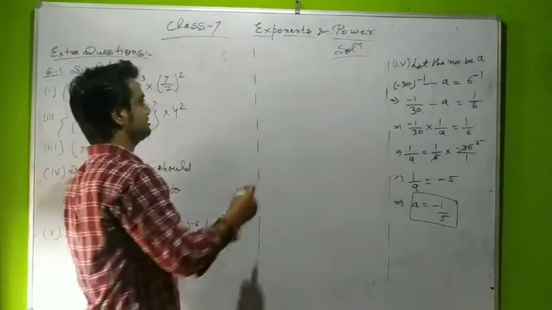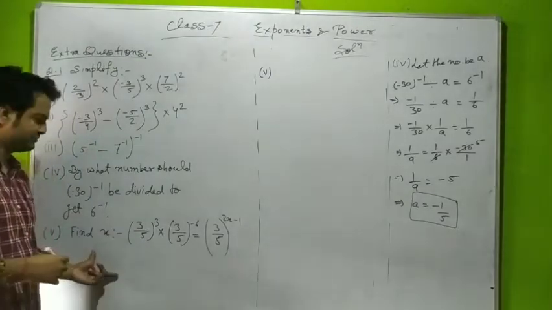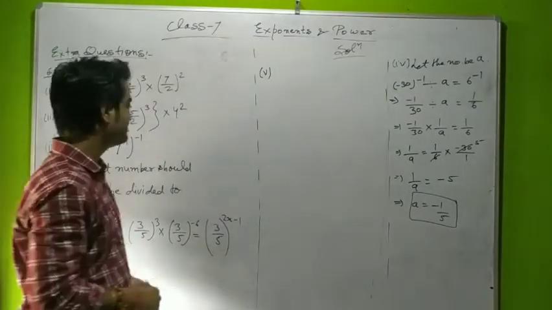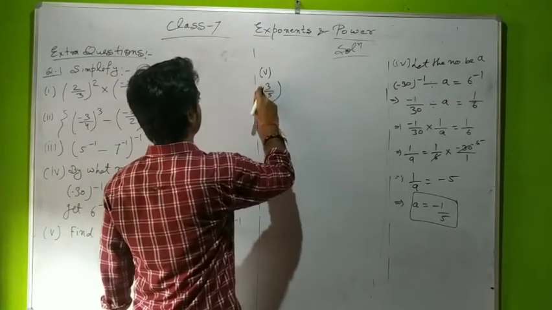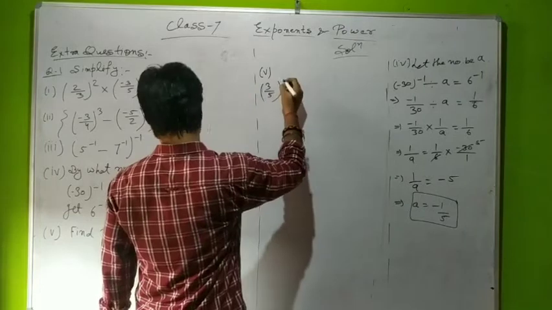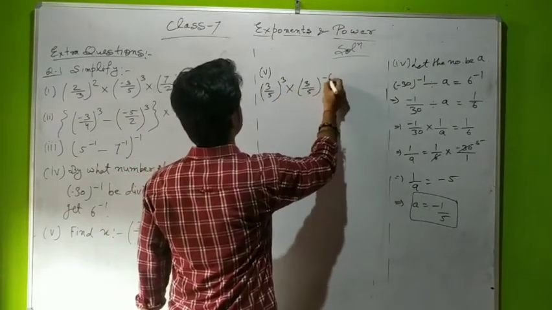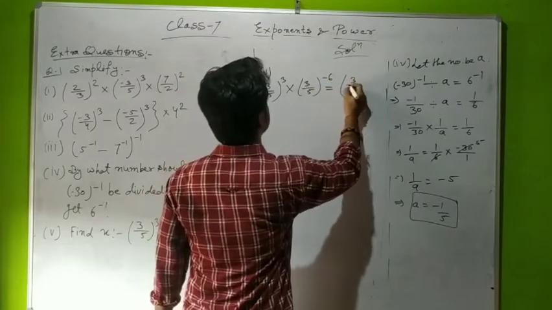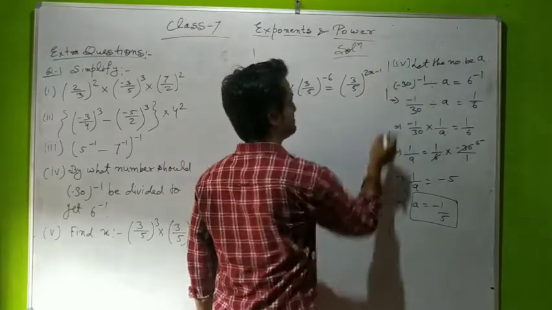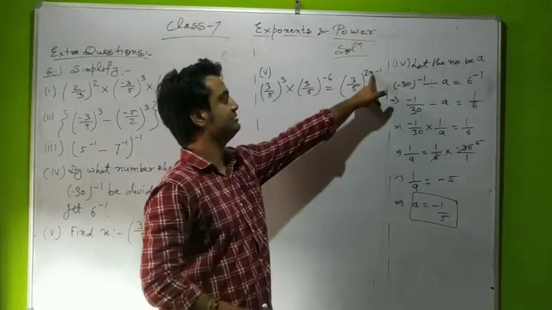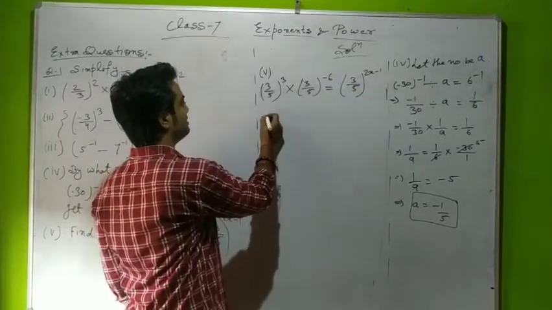Fifth question is asking us, we have to find out the value of x. I do not know why x is always lost, we have to find it, but the question is 3 upon 5 cube into 3 upon 5 raised to power minus 6 equals 3 upon 5 raised to the power 2x minus 1. As you can see, x is in the exponent. We have to find its value. So how will we find the value?